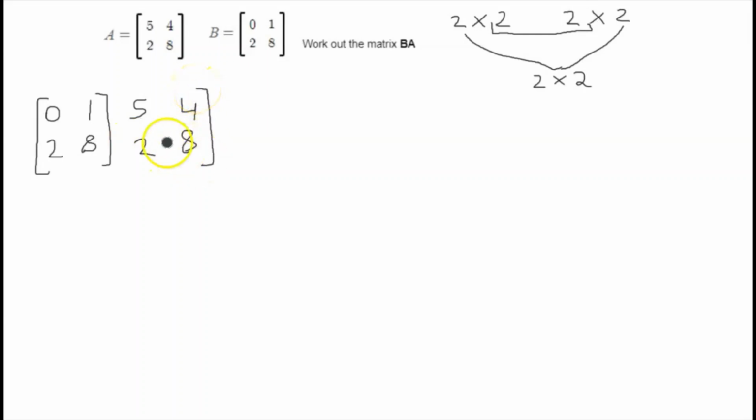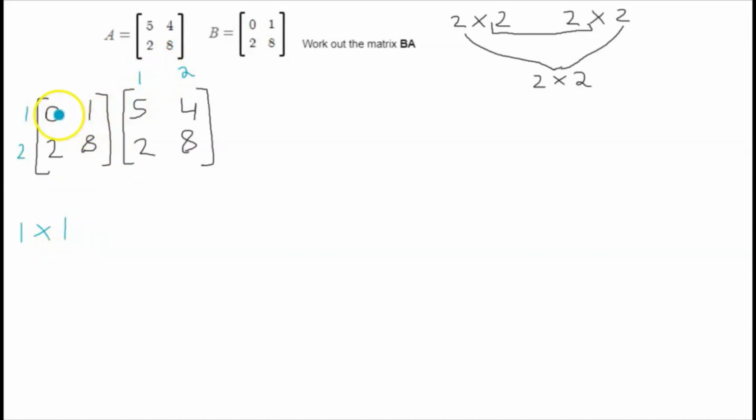Now to get our values for our new matrix BA, we've got to actually multiply. So first thing we're going to multiply is the first row. If I actually label these, one second. So this will be row 1, row 2, and then column 1 and column 2. So the first thing we're going to do is row 1 times column 1.